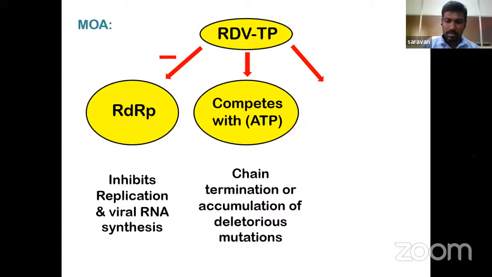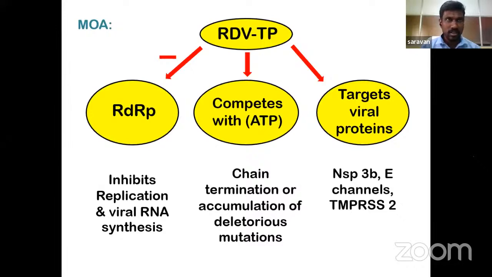The third mechanism is by inhibiting several target viral proteins, which include the non-structural protein 3B, E channels, and TMPRSS2 proteolytic enzymes.